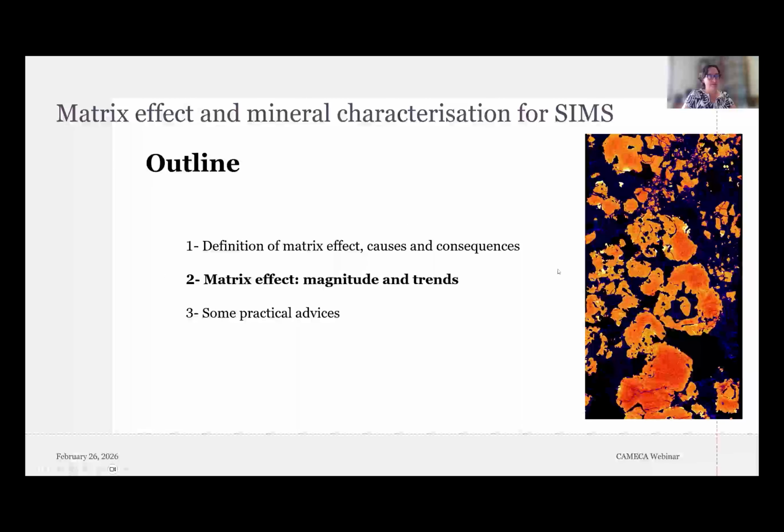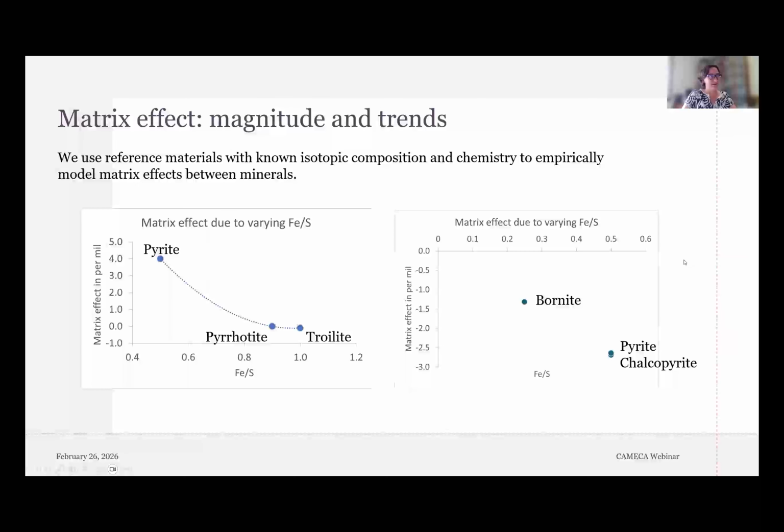I just would like to now go through my second part, to illustrate the matrix effect and some magnitude and trends. So basically, to overcome this matrix effect, we use reference materials with known isotopic composition and chemistry to empirically model matrix effects between minerals. Here, for example, I just show a very simple example of matrix effect in different sulfides, and we can see a general trend with increasing iron in the mineral.